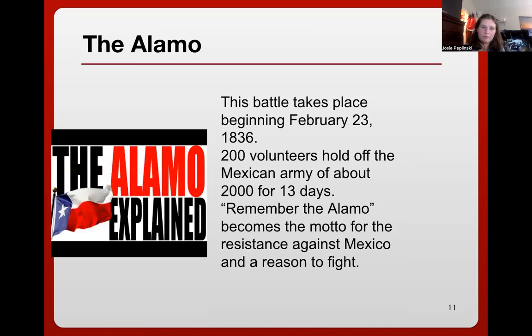The Alamo. This battle takes place beginning February 23rd in 1836. 200 volunteers hold off the Mexican army of about 2,000 for 13 days. Remember the Alamo becomes the motto for the resistance against Mexico and a reason to fight.